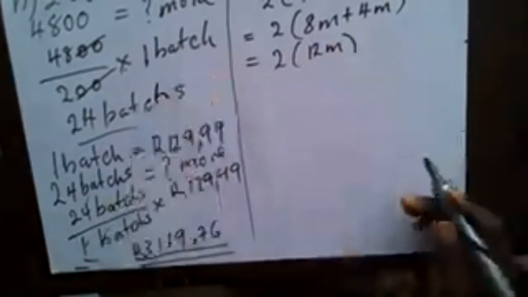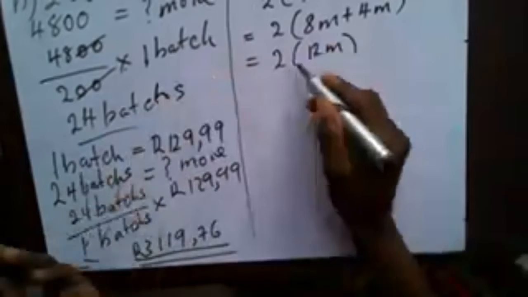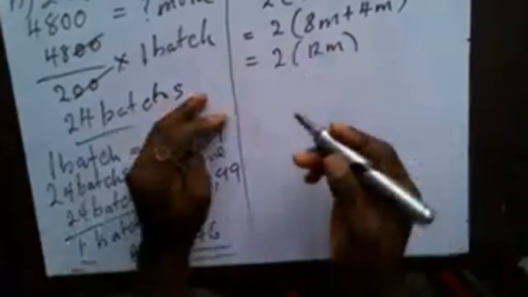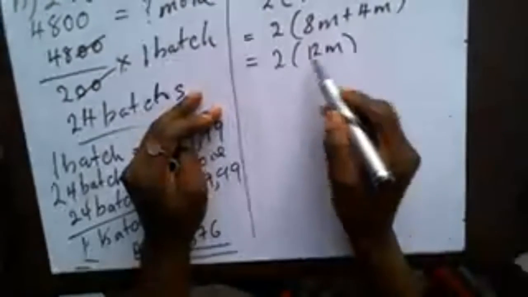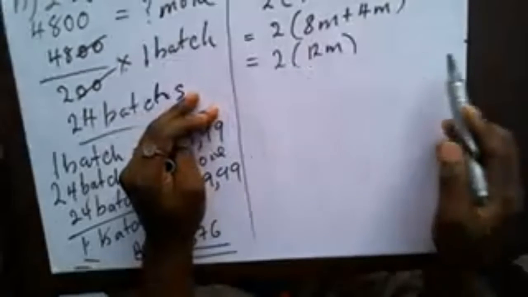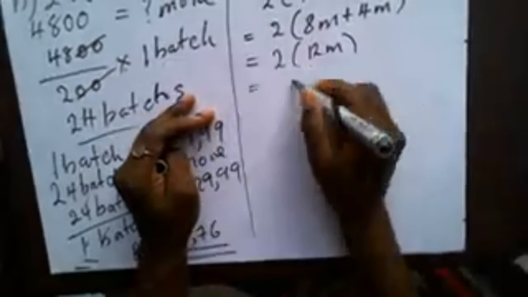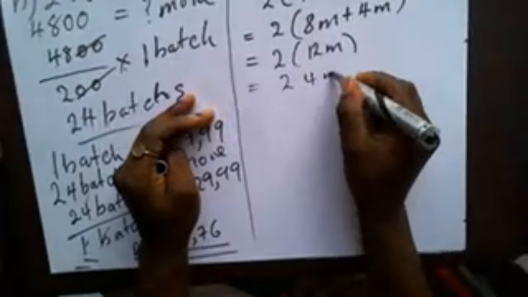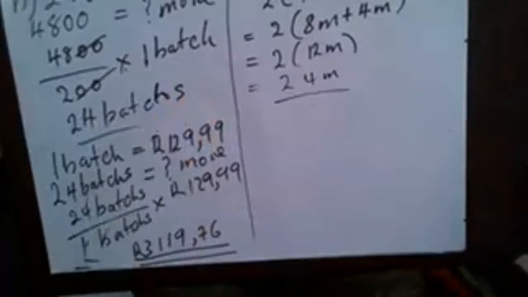In brackets, guys, means multiply. So you don't need to say multiply here. If you want, you can do that, but there is no need. Brackets means multiply. So we're saying 2 times 12 meters. This is the same as 24 meters. Okay, so the perimeter around that swimming pool is 24 meters. Okay, let's move on to item 2.